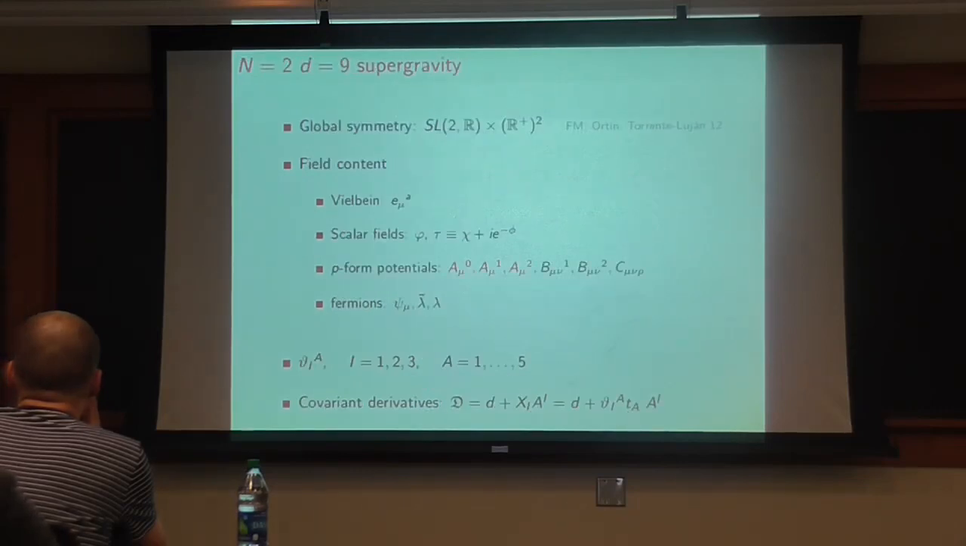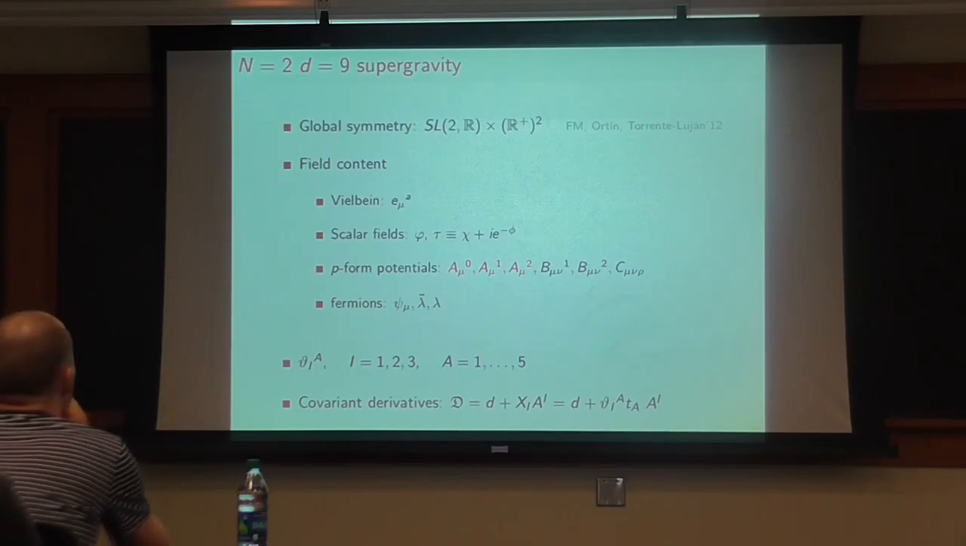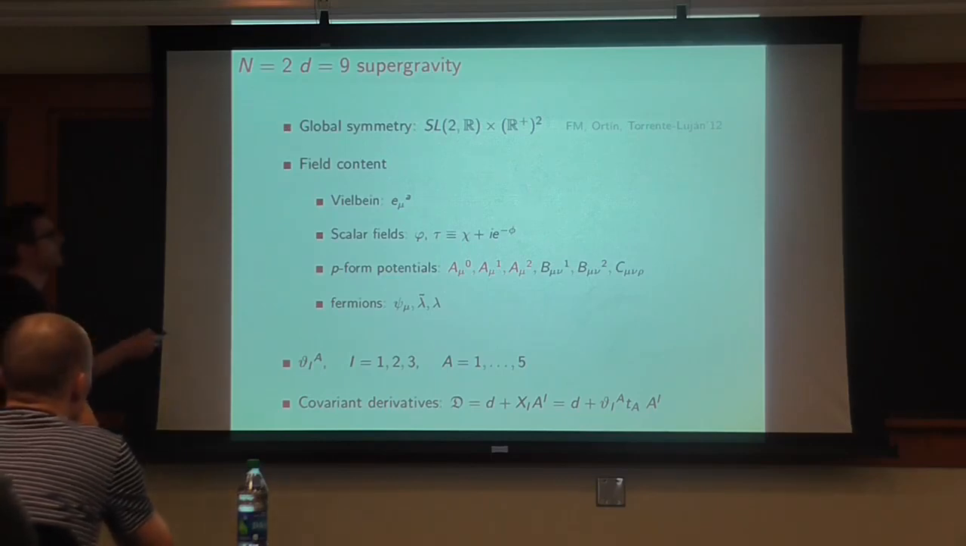Okay, so I will explain a simple example. If we take maximal supergravity in 9 dimensions, this is the global symmetry group. This is the field content of the theory. Here we have 3 vector fields, and then the embedding tensor.